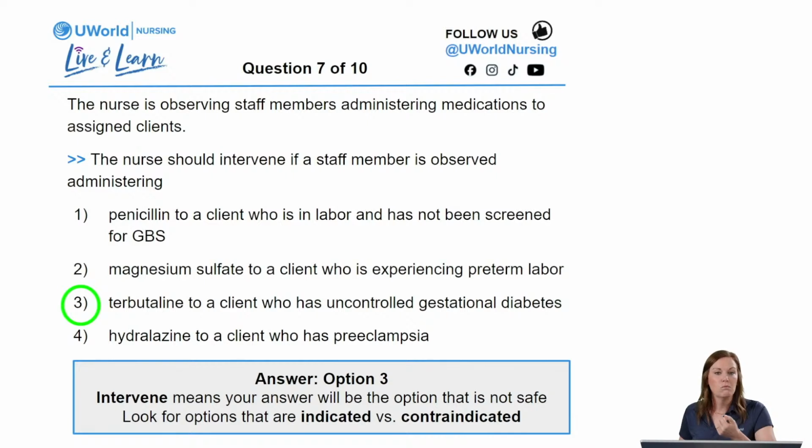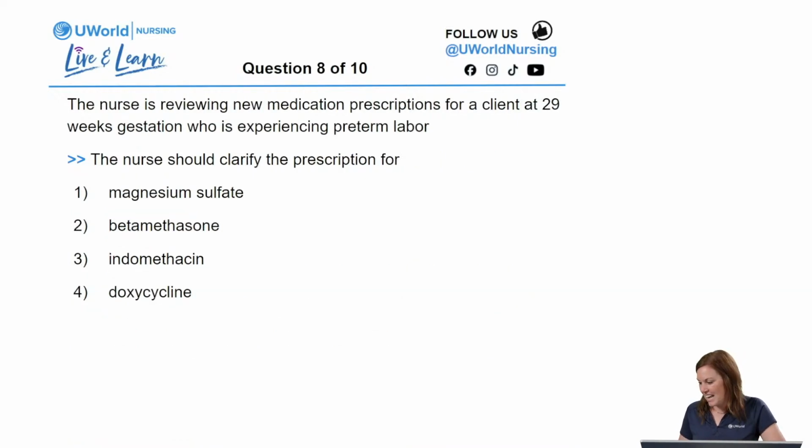So in option 1, we give this prophylactically. A lot of you guys had put that as your option. If they haven't been screened, we need to give it prophylactically to our client. And then option 2, magnesium is given during preterm labor for fetal neuroprotection. And then option 4, hydralazine is an appropriate medication to give for blood pressure control and preeclampsia. All right, so moving on, question 8.